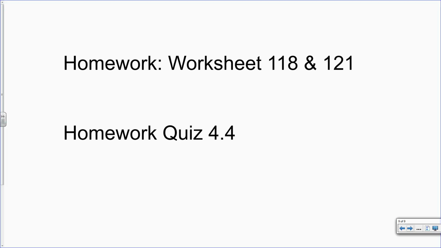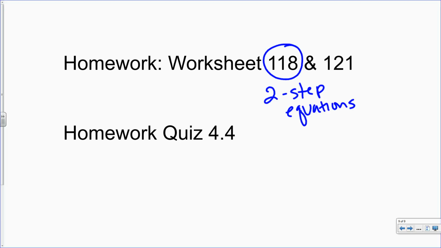Now your homework is on the worksheet. There are 2 sides. We're going to start today working on this side. And just so you know, on this side you do not multiply or divide by negatives. You're just working on 2-step equations. If you finish this side today, you can go ahead and start on the other side, which does have 2-step equations. And then homework quiz 4.4.